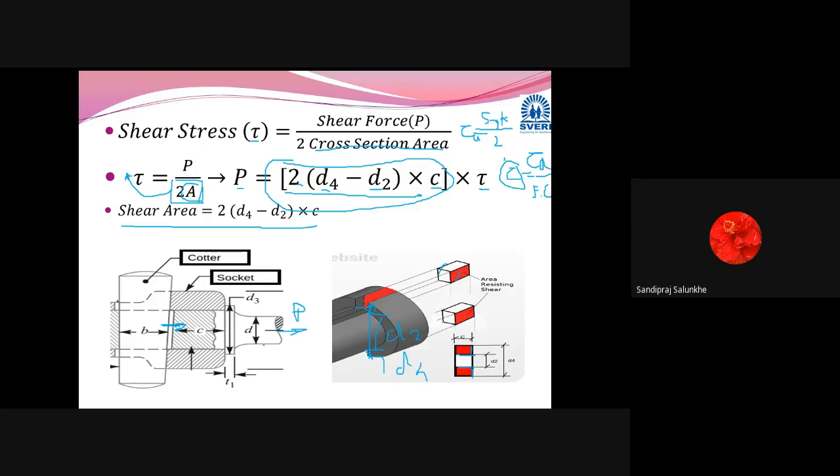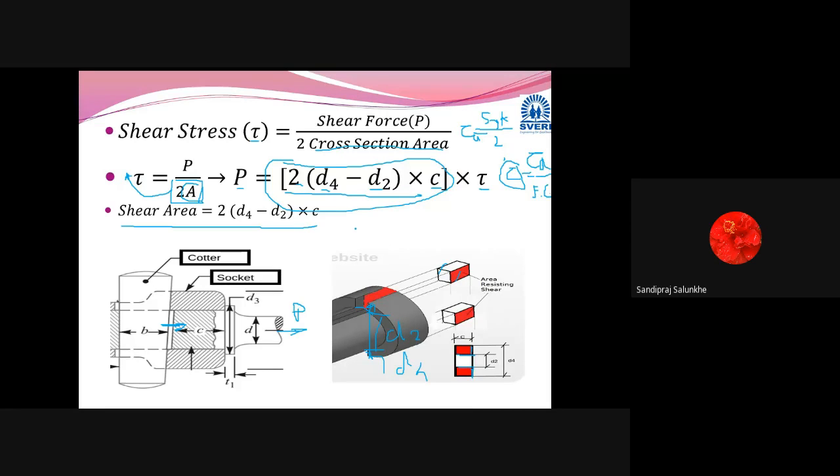Now, if you don't have any doubt, let me ask one question. In this formula, which quantity can we find out? P is equal to, in brackets, 2 multiplied by D4 minus D2, bracket complete, multiplied by C, other bracket complete, multiplied by tau. Which dimension can we find out from this formula?